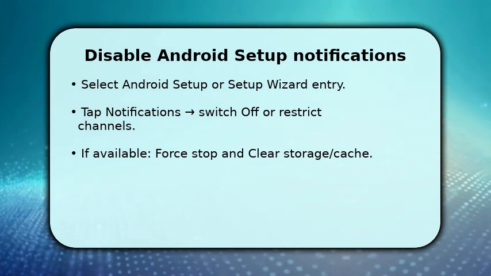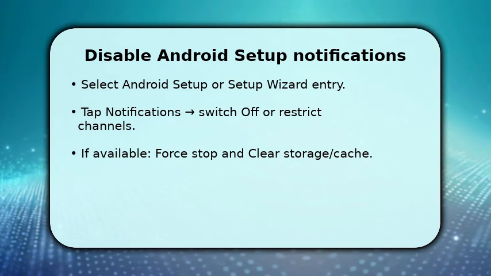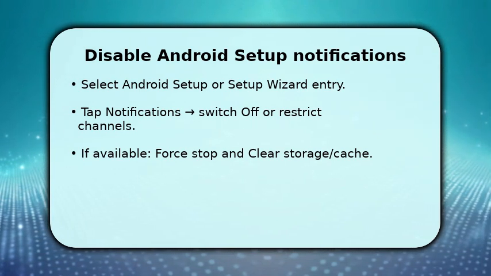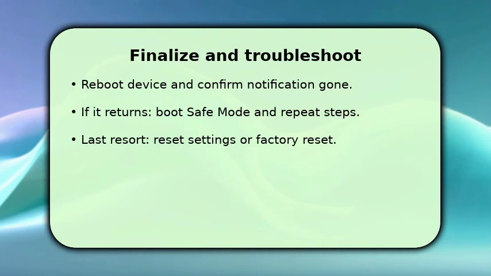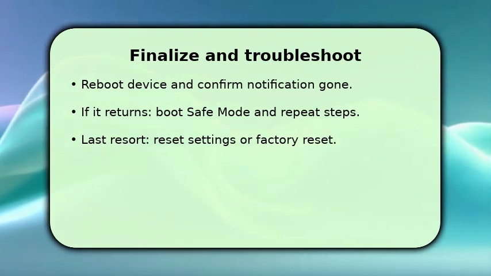Make sure to avoid removing permissions needed for normal system behavior. If an option says disable, use it only if your device permits without harming core features. Once you've disabled notifications and cleared app data, reboot the device so changes fully apply. Check that the setup notification no longer appears.